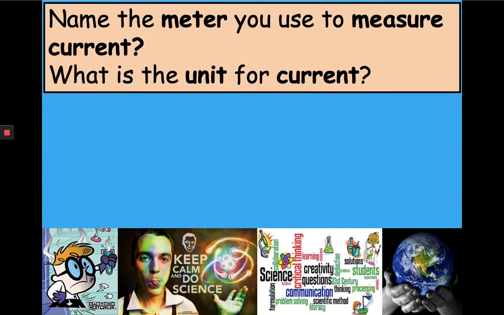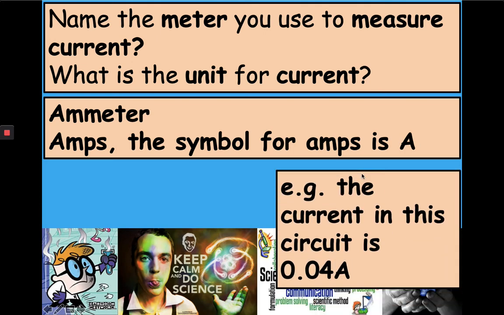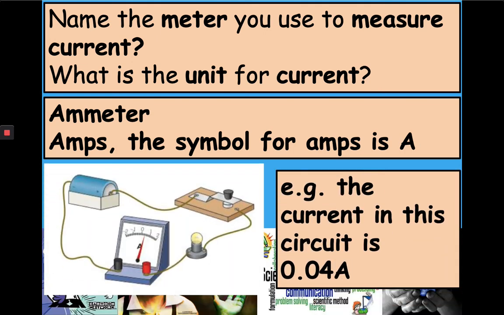So, name the meter you use to measure current. What is the unit for current? Same question. So here's the answer I just explained to you. An ammeter, that's the piece of equipment we put into our circuit if we were doing it in the lab. Amps is the unit. The symbol is often represented by a capital A, like we just saw there.